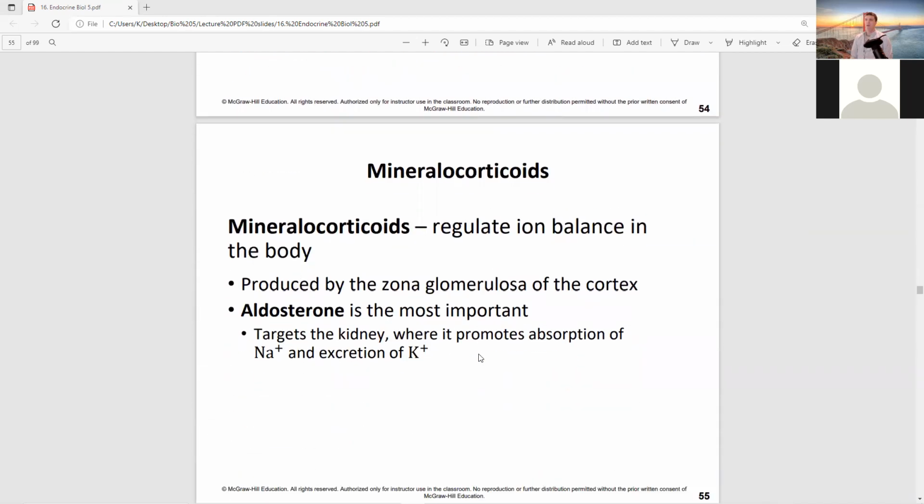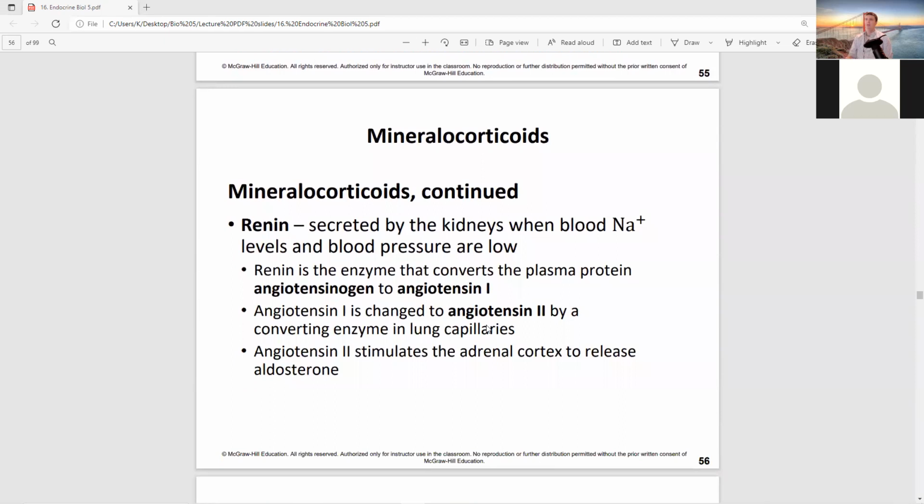So mineralocorticoids regulate ion balance in the body, and they're produced by the zona glomerulosa of the cortex. Aldosterone is the most important. This targets the kidney, where it promotes absorption of sodium ions and excretion of potassium ions. So renin is secreted by the kidneys when blood sodium levels and blood pressure are low. Renin is the enzyme that converts the plasma protein angiotensinogen to angiotensin 1. Angiotensin 1 is changed to angiotensin 2 by a converting enzyme in lung capillaries. Angiotensin 2 stimulates the adrenal cortex to release aldosterone.